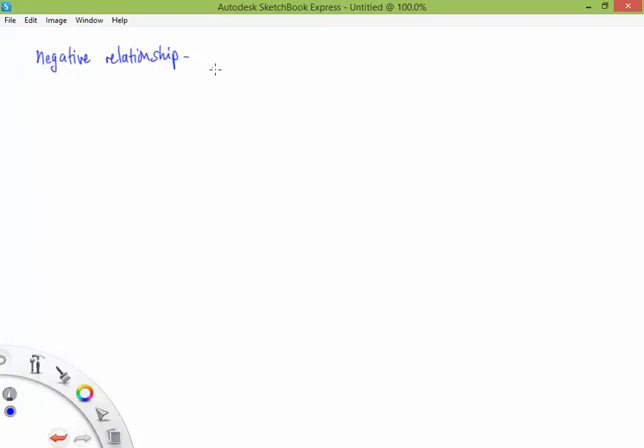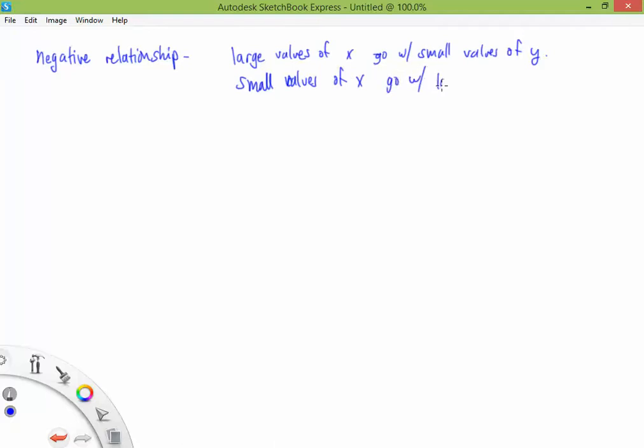So negative relationship. What does a negative relationship mean? Not no relationship. It means large values of x go with what? No, in a negative relationship, large values of x go with small values of y. And small values of x go with large values of y.